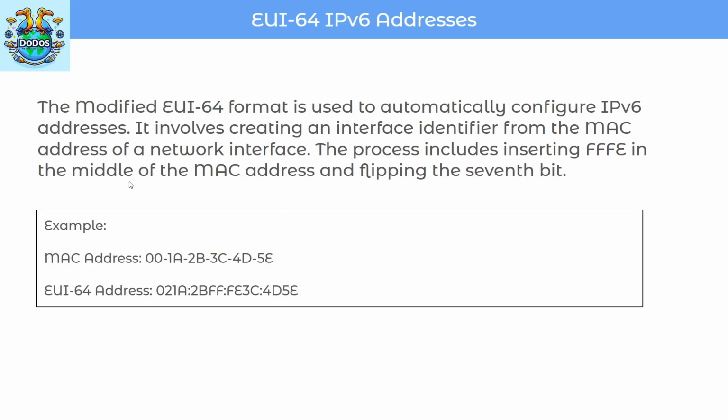EUI-64. The modified EUI-64 format is used to automatically configure IPv6 addresses. It involves creating an interface identifier from the MAC address of the network interface. This process includes inserting FFFE in the middle of the MAC address and flipping the 7th bit. An example would be 00-1A-2B-3C-4D-5E, and the EUI-64 address would be 021A, and it just integrates it and flips the 7th bit. It's simple, but it works.